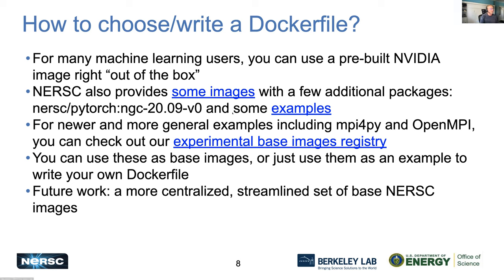So if you visit some of these links here, which I know I can't show you right now, but after the talk, when we post the slides. We also have a newer repo where we're putting in some mpi4py and OpenMPI examples. So you can see both the Dockerfile here and use the image at NERSC. So this gives you some examples. Future work for us is to develop a more centralized, user-friendly set of base images. So that's in progress. But this is what we have for today.